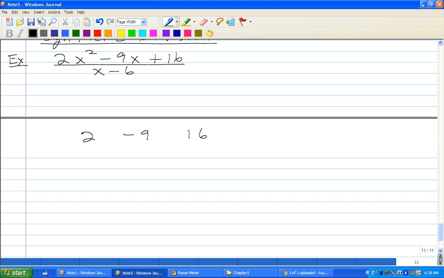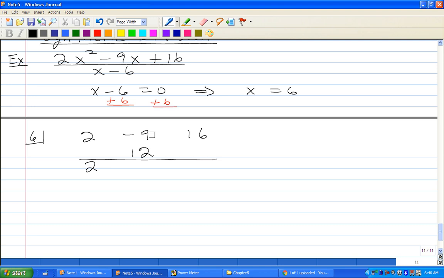If I set that equal to 0, x minus 6 equaling 0, then that says that x is equal to 6. And so let me put over on the side here 6. Now let's do the following. I'm going to drop down the 2 and multiply this number 2 times this number 6. 2 times 6 is 12. And now let's add. 12 minus 9 is 3.